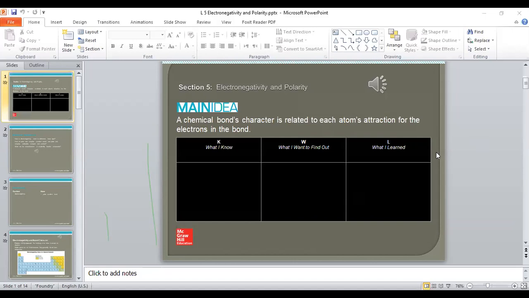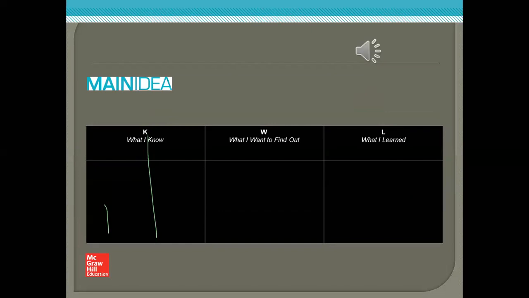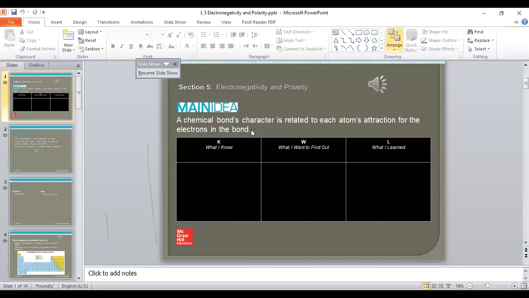Now, inshallah, we are going to study electronegativity and polarity. What is meant by electronegativity and polarity? Okay. Please, guys, don't write on the wall, please. I will clear it now.